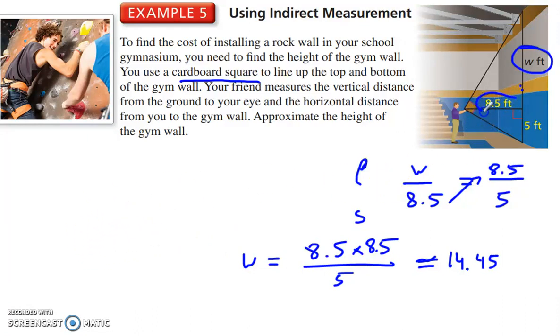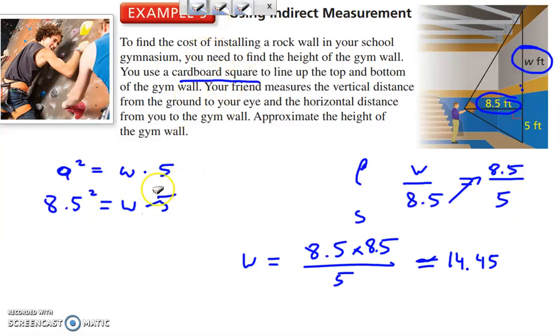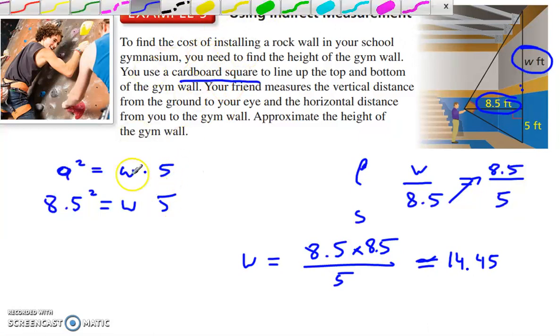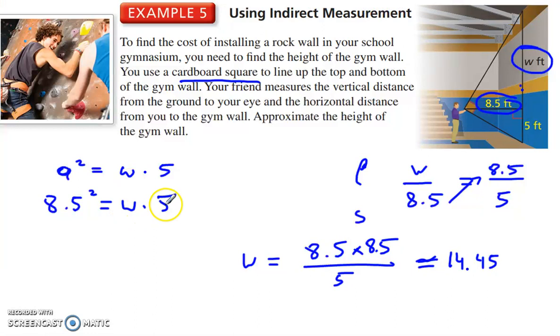Now, the other way you could have set this up is using the geometric mean altitude theorem. By that we know that the altitude squared is the two segments, the longer leg of the larger, W times 5, and the altitude in this case was 8.5 squared is W times 5. So that's another way you could have set this problem up using the geometric mean altitude theorem. And then solve, you get the same results.